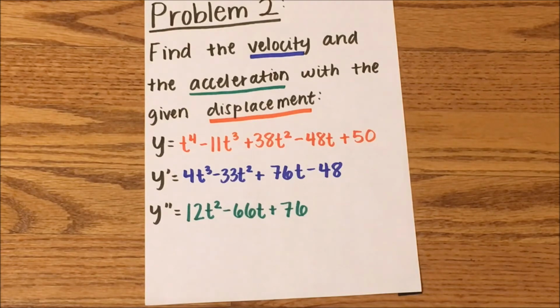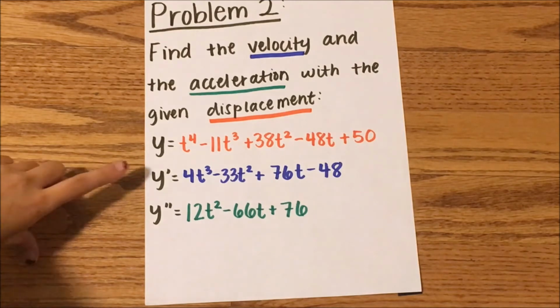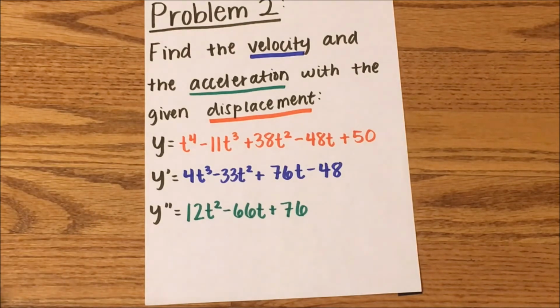Your given displacement is y equals t to the fourth minus 11t cubed plus 38t squared minus 48t plus 50. In order to get your first derivative, you apply the power rule to get 4t cubed minus 33t squared plus 76t minus 48. Then to find the acceleration, you use the power rule on the first derivative to get 12t squared minus 66t plus 76. With every derivative, the exponent decreases by 1 in each term, causing the last term in each equation to become 0.